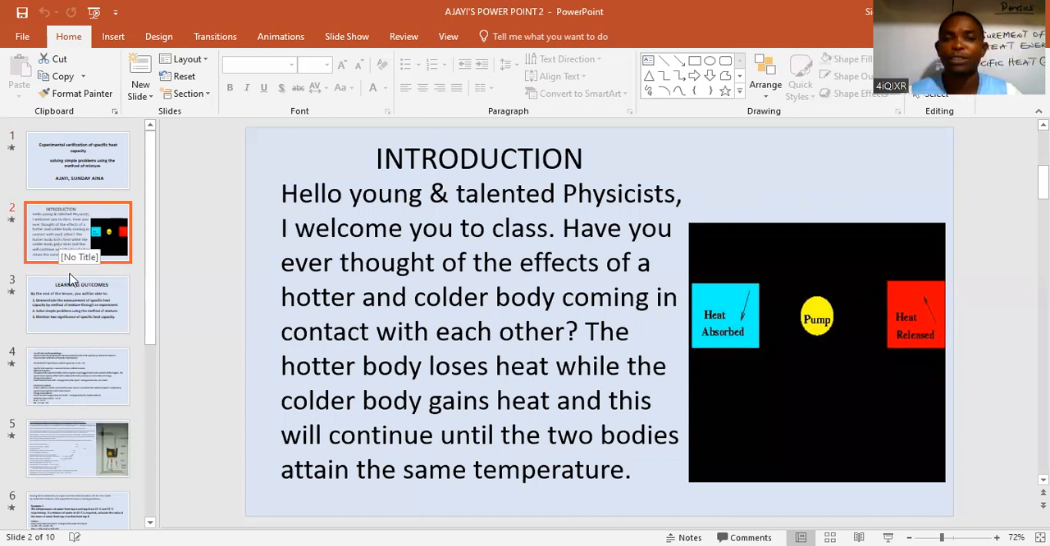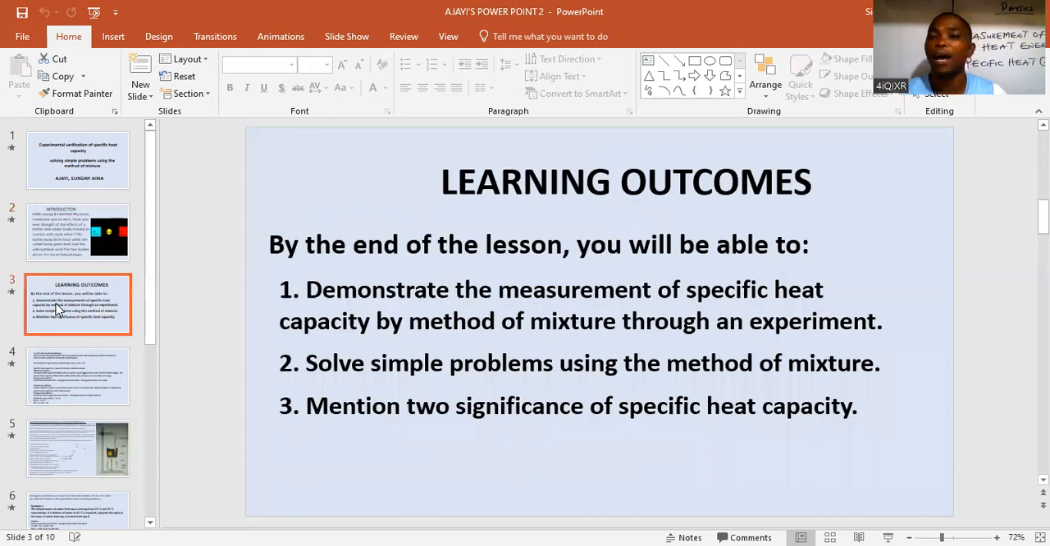Have you ever thought of the effect of a hotter and colder body coming in contact with each other? The hotter body loses heat while the colder body gains heat, and this will continue until the two bodies attain the same temperature. What are our learning outcomes for today's class?